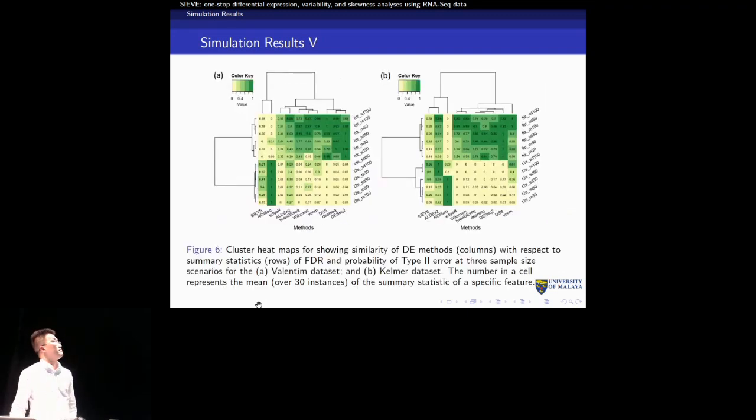The heat maps in figure 6 show the DE similarity with respect to the mean and the standard deviation of FDR and the probability of type 2 error. We can see SIEVE controls FDR very well, and overall, SIEVE gives the best performance among 10 DE methods.